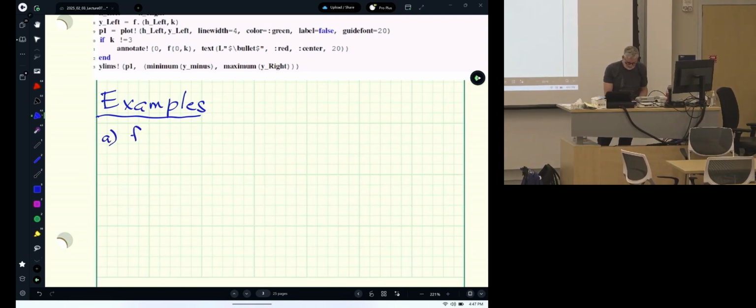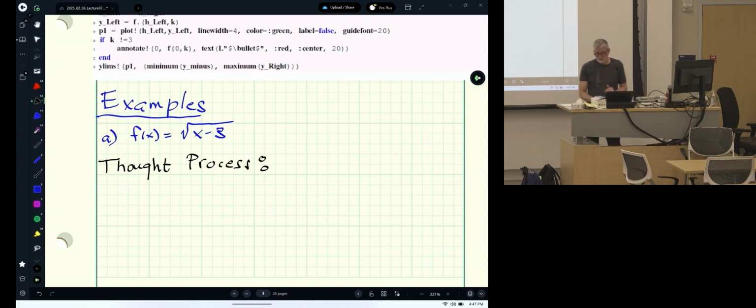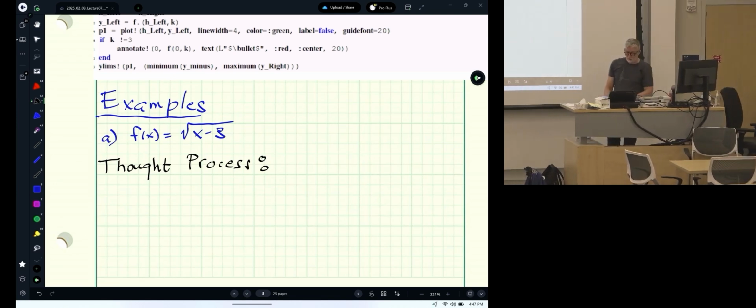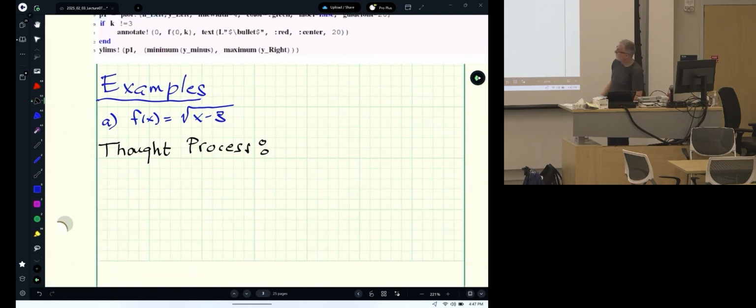First one, f of x equals square root of x minus 3. What I want to do is just break it down instead of just grinding through the numbers. Let's actually just think about it. Okay, so square root of x minus 3, we're working in the reals, okay? So not complex numbers.